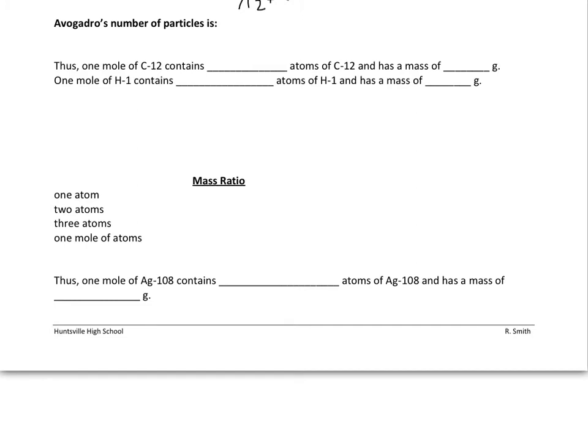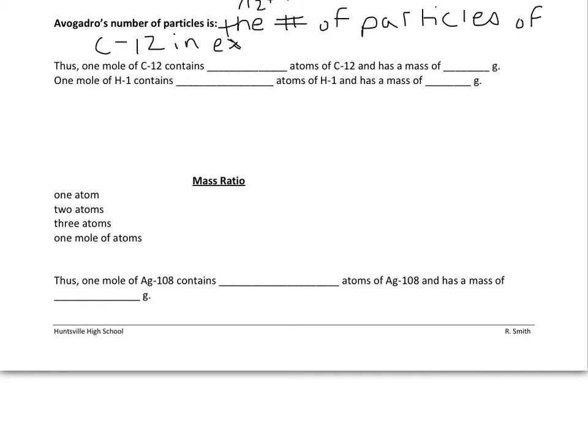So, Avogadro's number of particles is the number of particles of C12 in exactly 12 grams of C12.